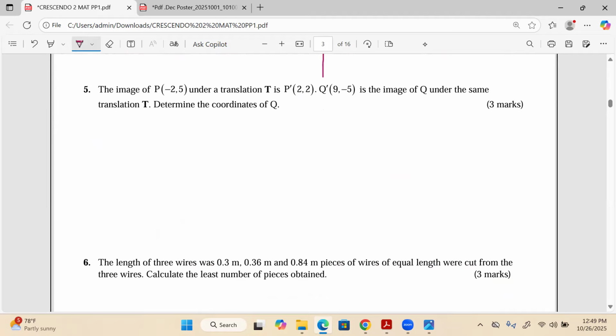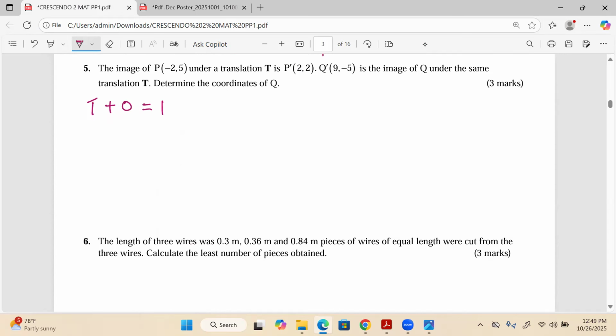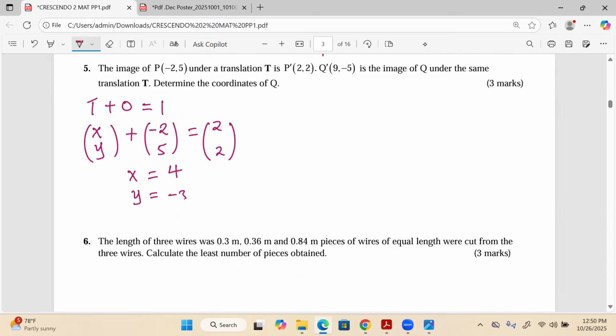The first thing that we're supposed to work out here is the translation vector. We know very well that a translation vector plus object should give us image. Now with this understanding, the translation vector plus the object P(-2, 5), written as a column vector, equals the image of P, (2, 2). With this we can say x minus 2 equals 2, so it shall be 4. Then y plus 5 equals 2, so 2 minus 5 will give us -3. So the translation vector is (4, -3).